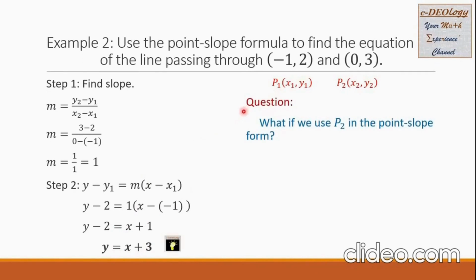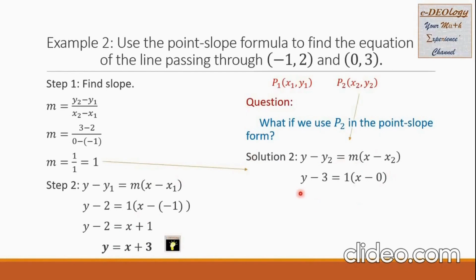So what if we use p sub 2 in the formula? Let us solve that one. So the y minus y sub 2 is here, equals m times the quantity x minus x sub 2. Let us substitute y minus y sub 2. Then y sub 2 is now 3, equals the slope, which is 1, times the quantity x minus the x sub 2, which is 0.